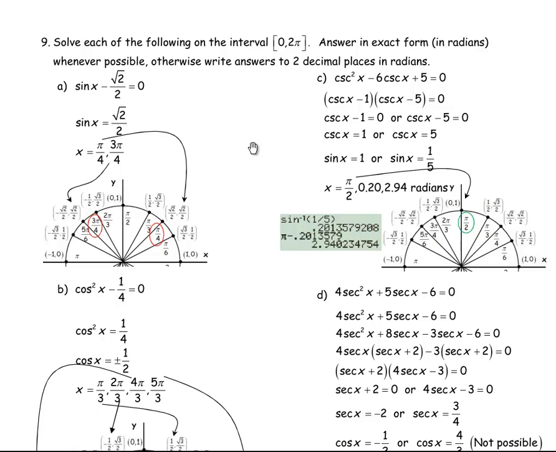For question number 9, you're asked to solve each of these on the interval 0 to 2 pi and answer in exact form whenever possible, whenever you have angles on the unit circle, and otherwise to write answers to 2 decimal places. So the first one is sine x minus root 2 over 2 equals 0, so I would bring the root 2 over 2 to the right side. So we're looking for where sine x is root 2 over 2. And so where is sine root 2 over 2? It's here is one place, so that would be the angle of pi over 4.